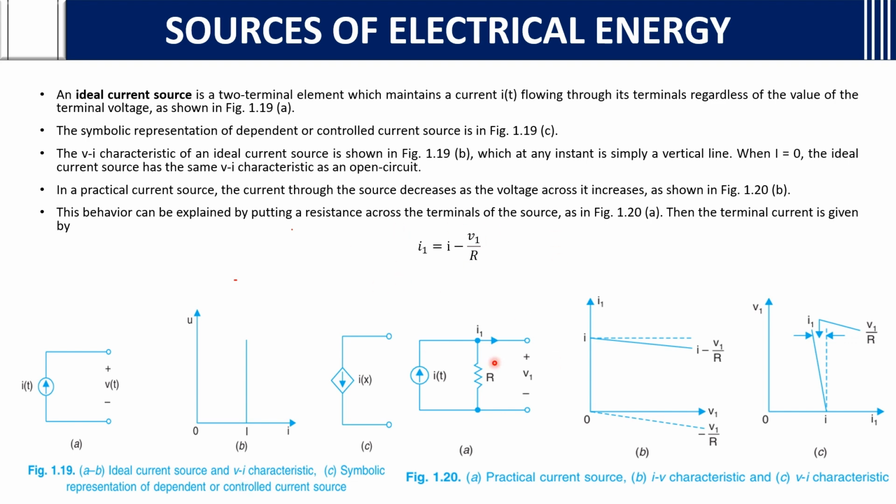And this is the equation we have written for this circuit: I1 is equal to the total I minus V1 by R. To know how these equations are written, we need to know some laws, which we are going to study further. Initially, you just remember what an ideal current source and an ideal voltage source are and how they behave. That's it.